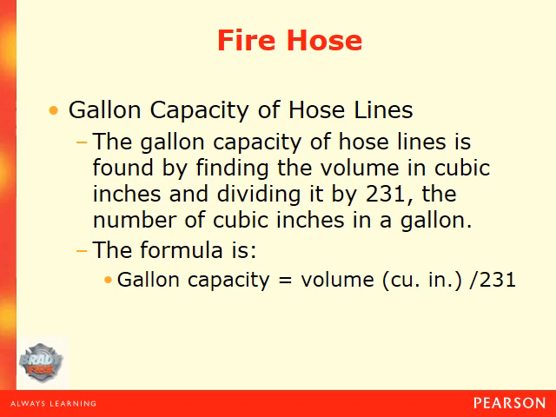So now let's start looking at the gallon capacity of that. The gallon capacity of a hose line is found by finding the volume in cubic inches and dividing it by 231, the number of cubic inches in a gallon. So the formula is gallon capacity equals volume divided by 231. And notice they want the volume in cubic inches, not cubic feet.